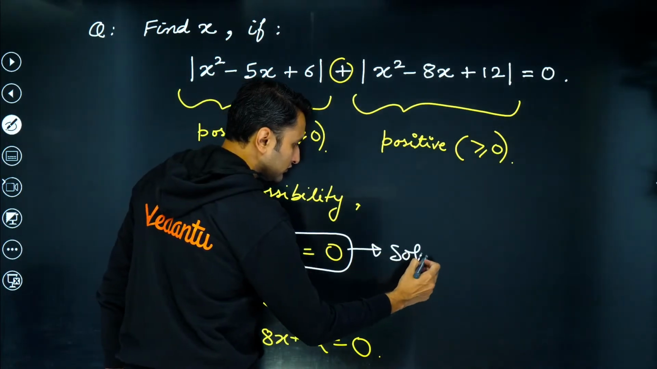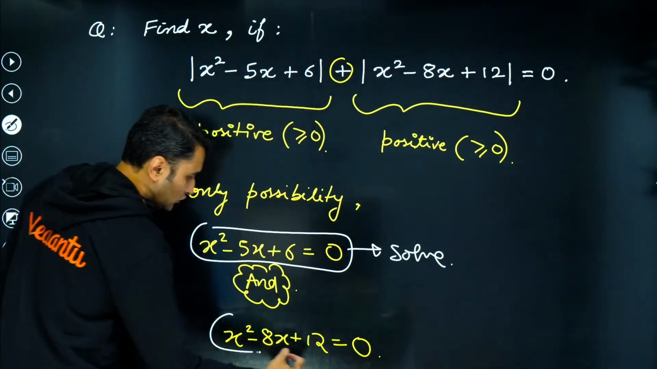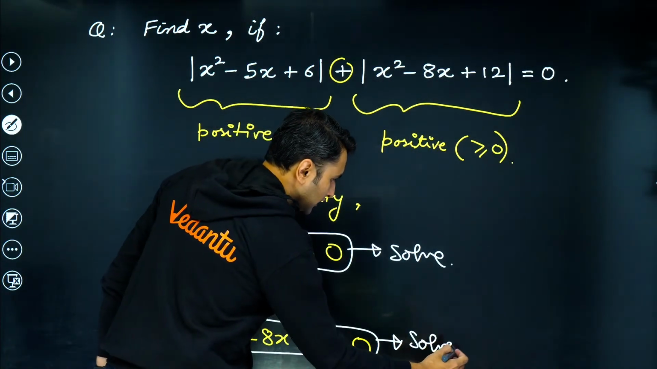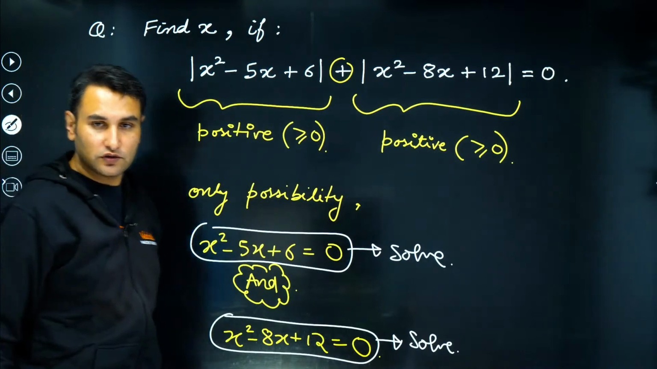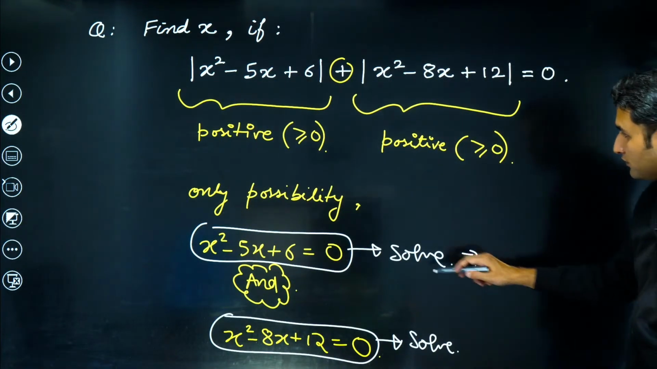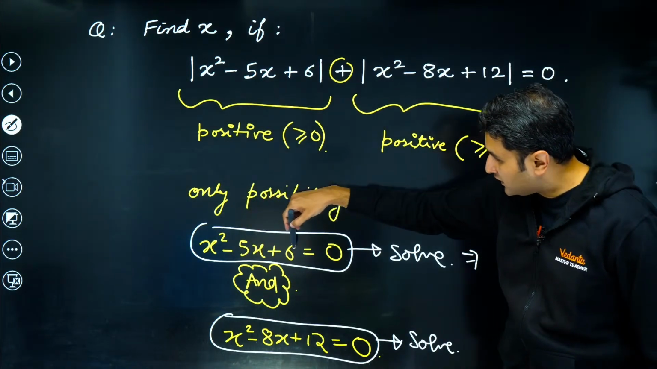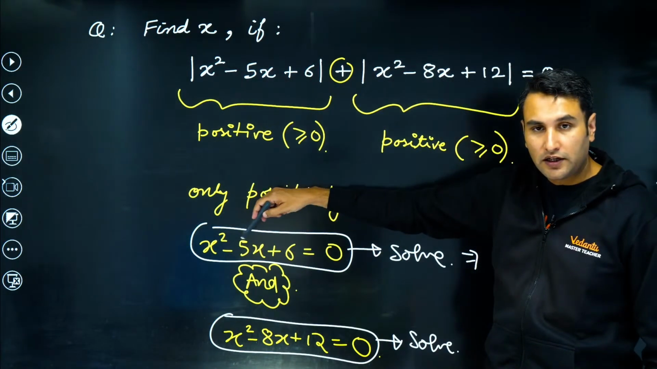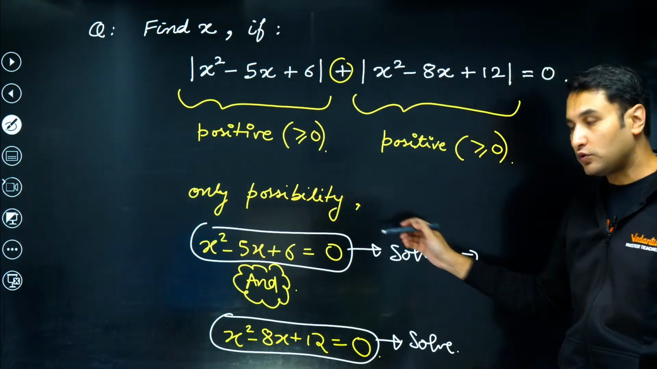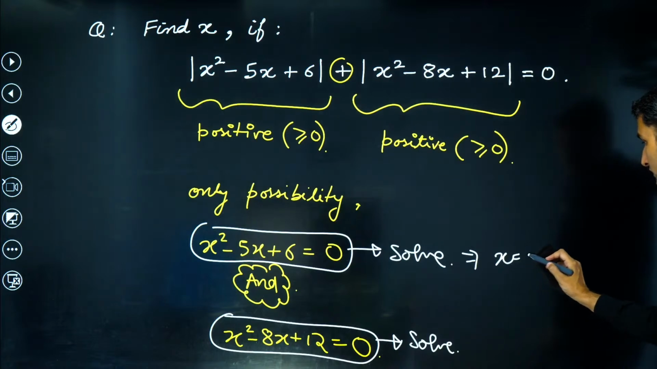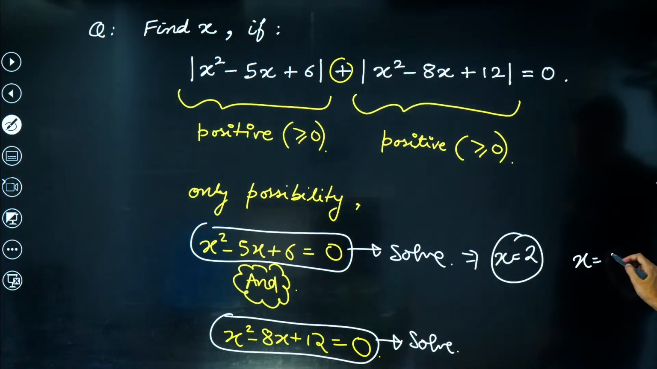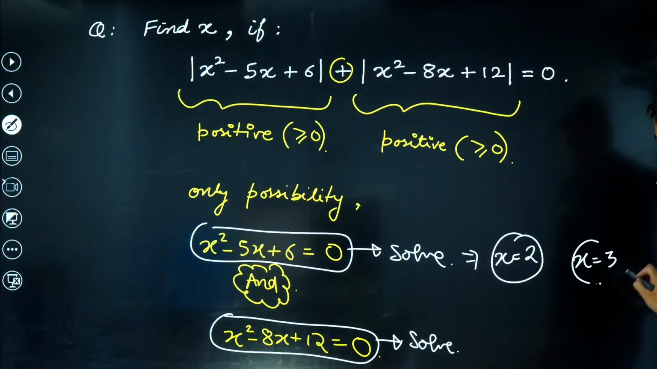Solve. Okay, and then solve. Simple quadratic which you can solve, right? So what is this? This is minus 5x plus 6, that is 3 and 2, right? So x minus 3 multiplied by x minus 2. So the solutions will be x is equal to 2 and x is equal to 3, correct?